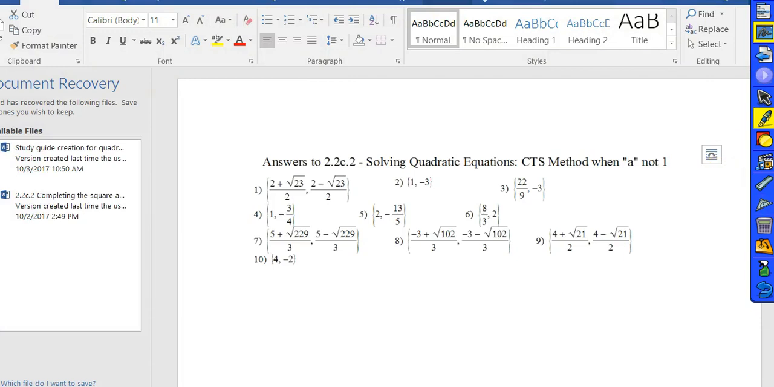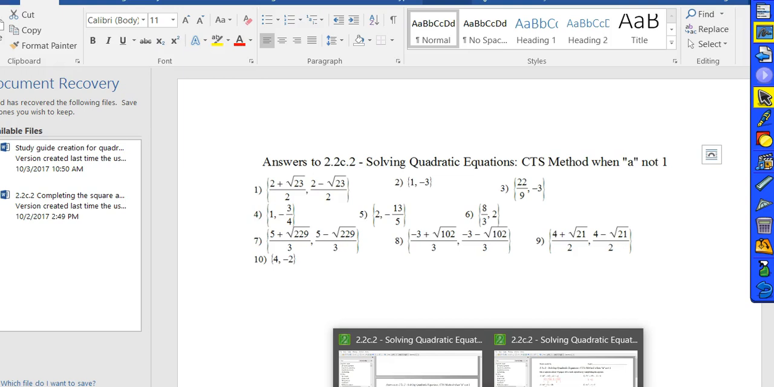which I got to tell you, which is not that. That's the answers to tonight's homework. So you could pause it and write it down if you're at home.